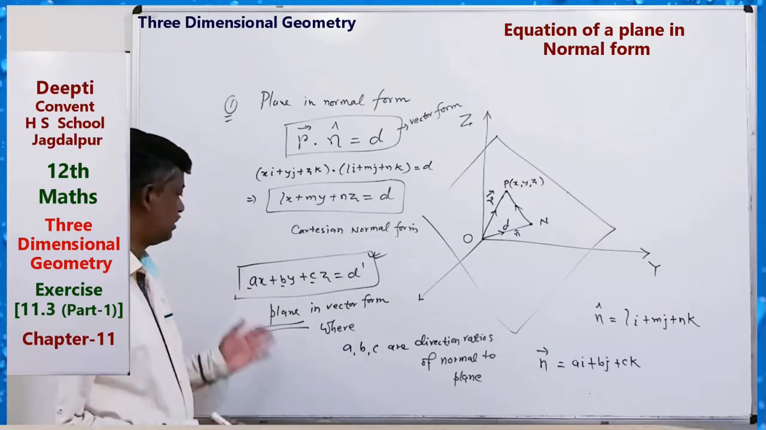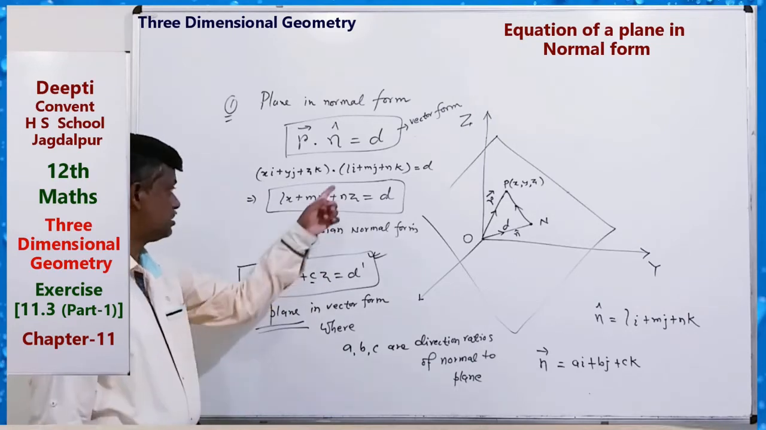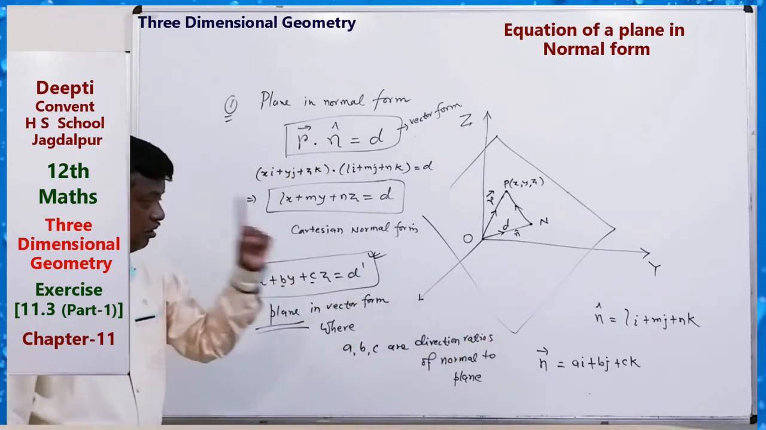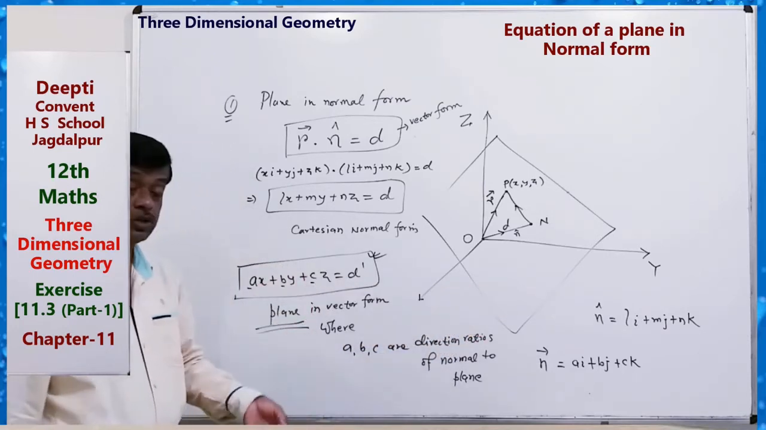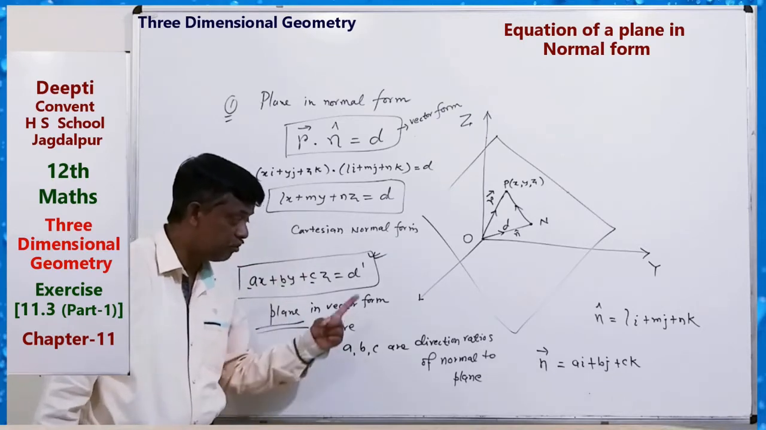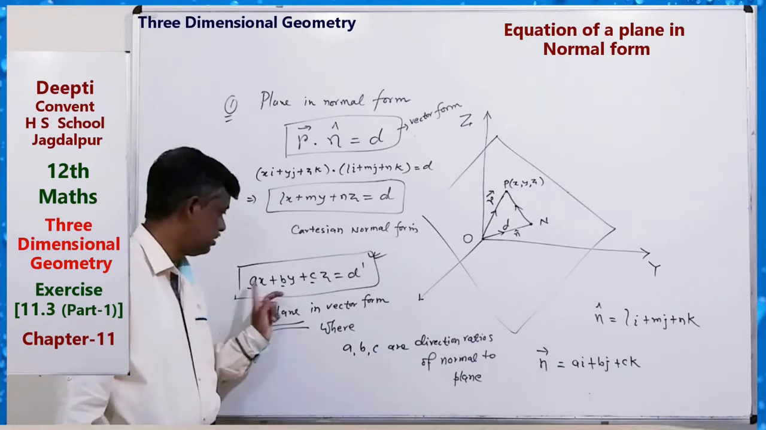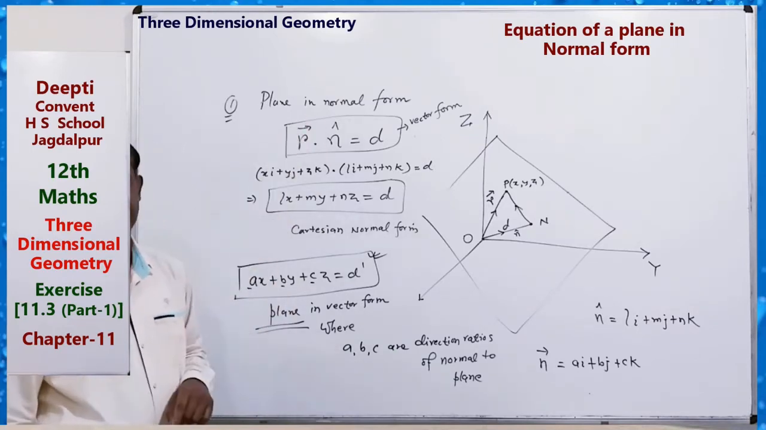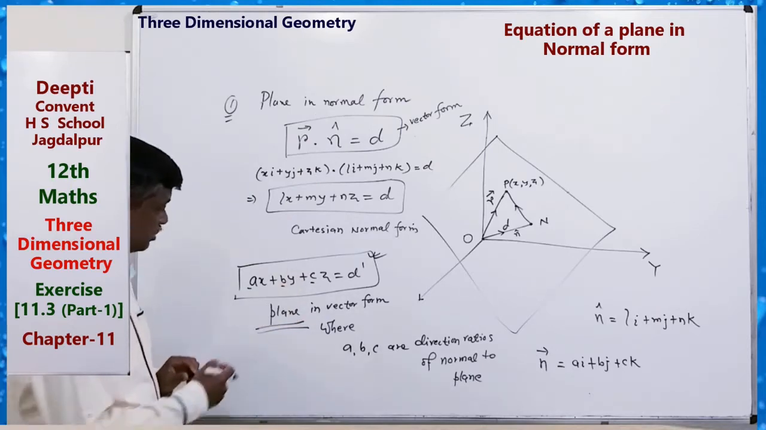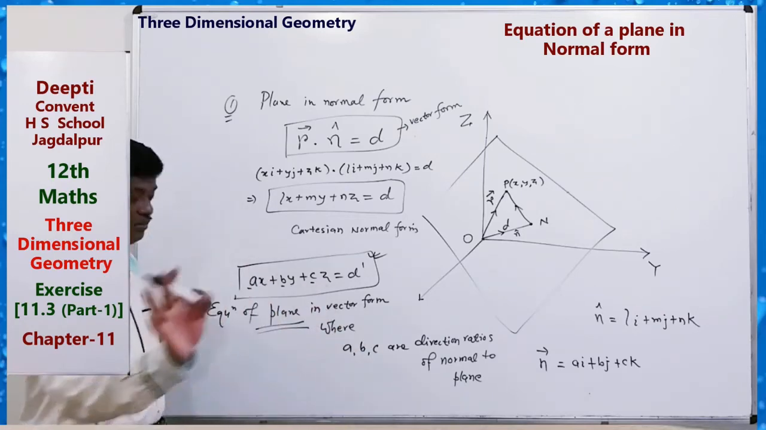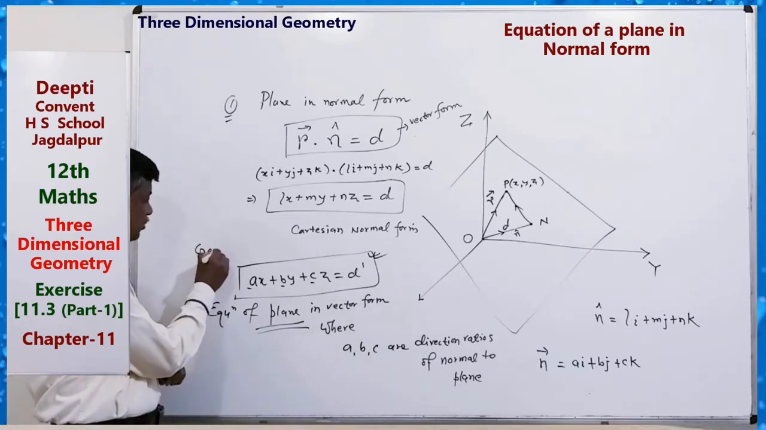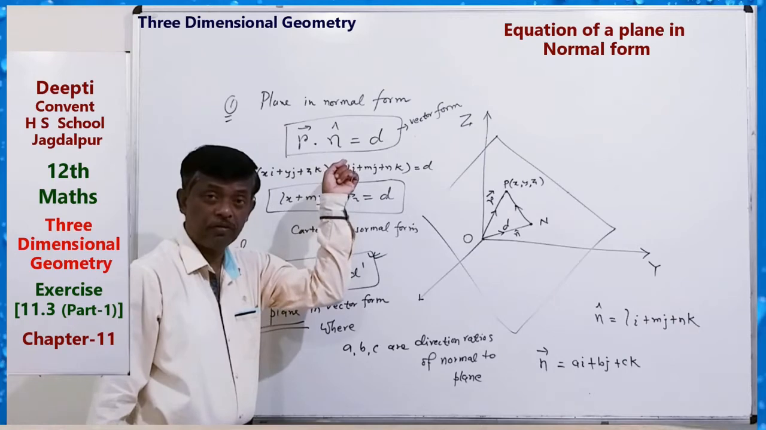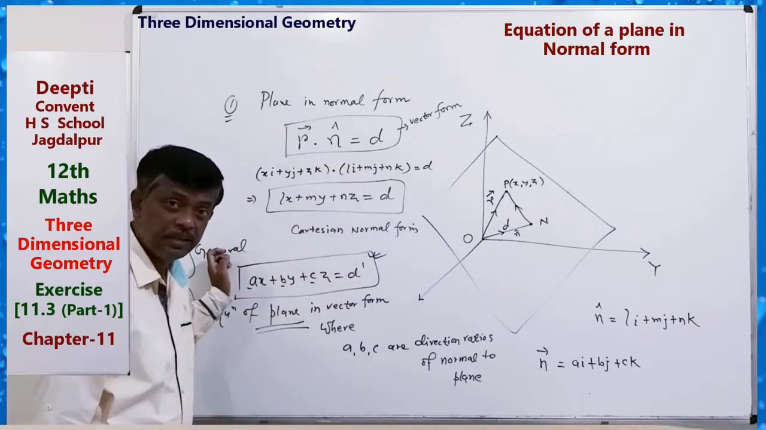Whenever we have a plane like ax plus by plus cz equals d, not with direction cosines, not with a unit vector, only a normal vector, then a, b, c are the direction ratios of the normal to the plane. This is the general equation of the plane, not the normal form. Clear?